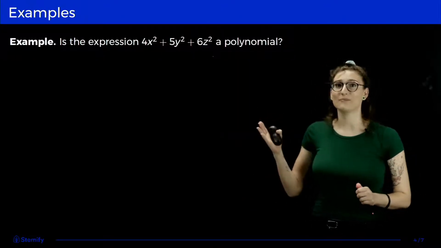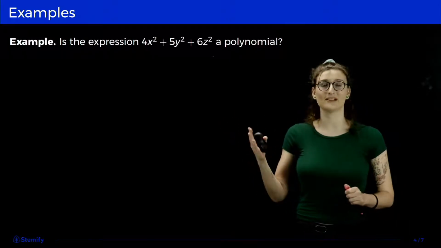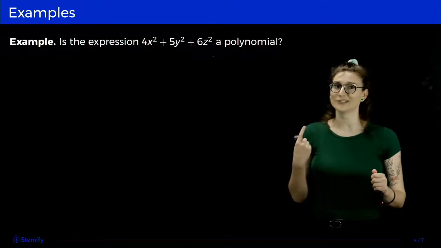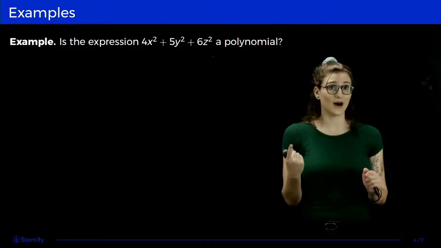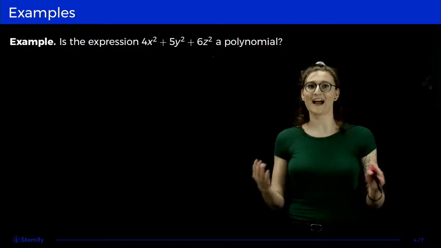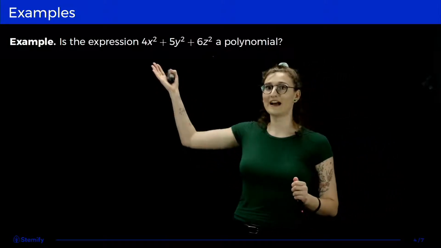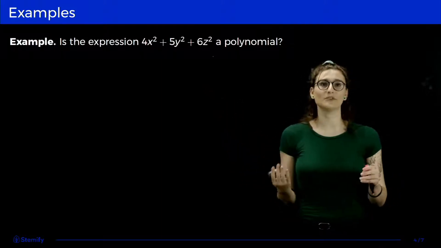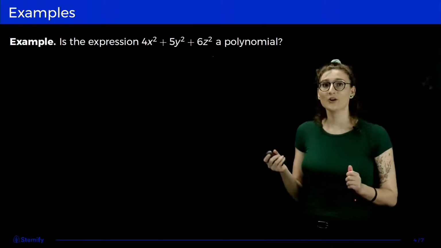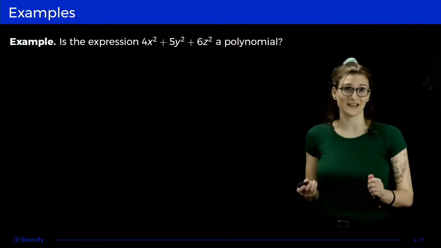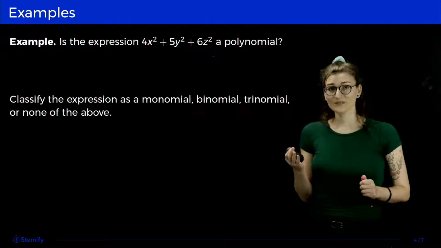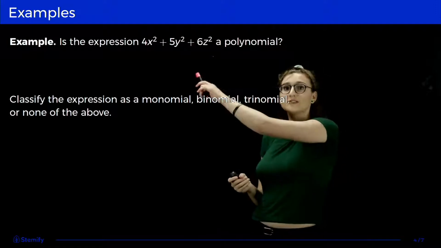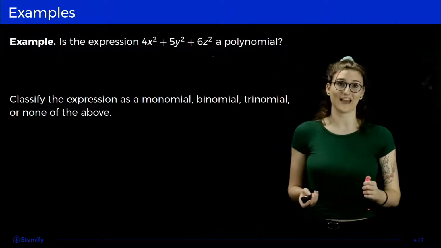So here we have this example, 4x squared plus 5y squared plus 6z squared, and we want to know whether or not this is a polynomial. So thinking back to that definition that we just looked at, is it either a monomial or a bunch of monomials added or subtracted together? So in this case, we have three monomials, so terms that have variables with whole number powers. So this is going to be a polynomial based on that definition. Now, even more specifically, this is going to be a trinomial because we have 1, 2, 3 monomials added together.